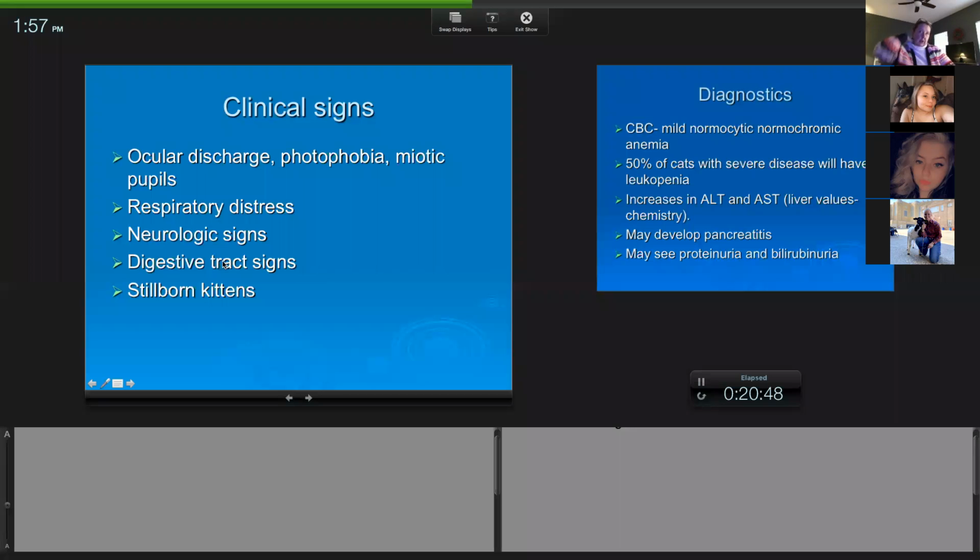Now, neurologic signs, they might be drowsy, walking abnormally, seem painful around their neck. Digestive signs, obviously, we talk about vomiting and diarrhea. And if they were actually a pregnant cat, they might give birth to stillborn kittens. Now, if you're a cat breeder, you're probably more interested in why these kittens were stillborn.